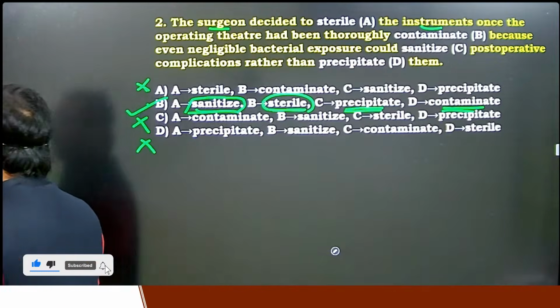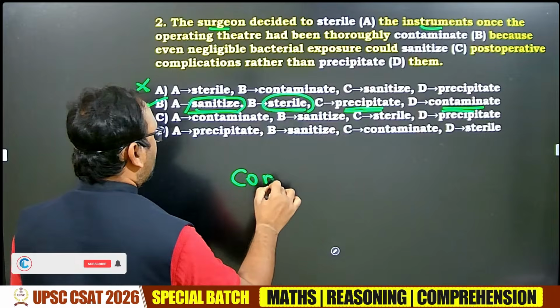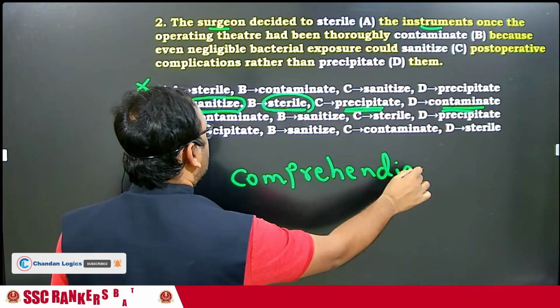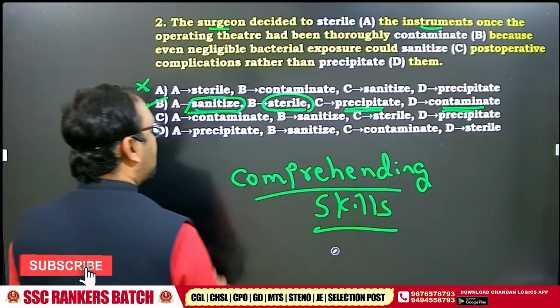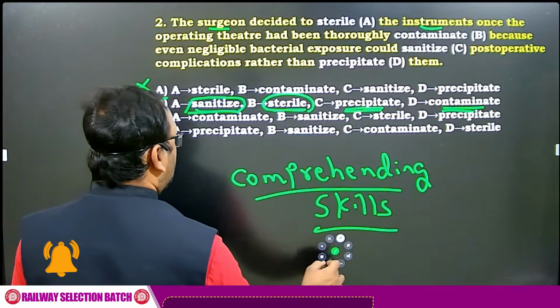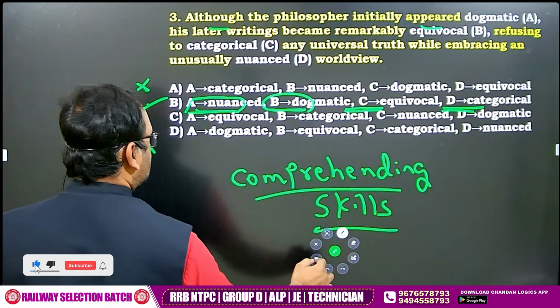Easy. But again, your reading speed is important, your understanding speed is important. That is why I have been using this word comprehending skills. As a student preparing for bank exams, your comprehending skills are thoroughly important. Your comprehending skills are absolutely the deciding factor, my dear friends. Can you find the question number 3 answer, please?